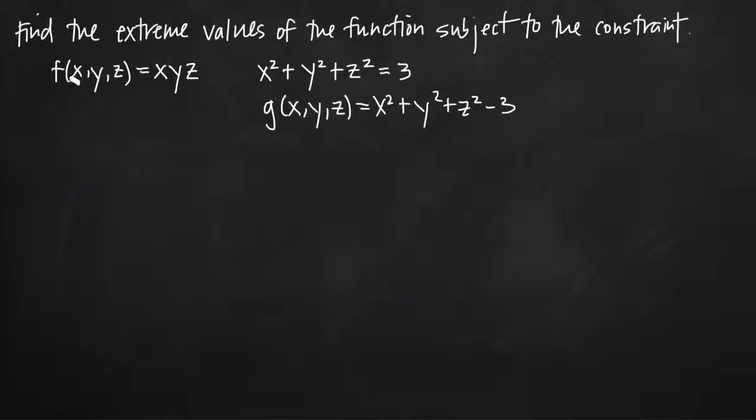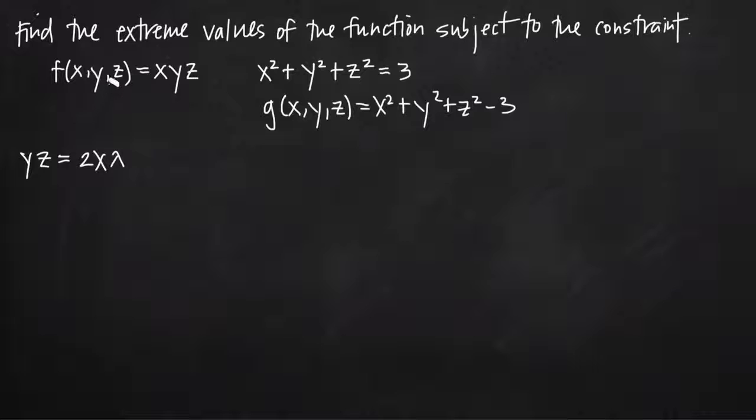We're going to take the partial derivative of f with respect to x, which is just going to be yz, and we're going to set that equal to the partial derivative of g with respect to x, which is just going to be 2x. We treat y and z as constants, so we get 0, 0, and the derivative of a constant is just 0, so we just have 2x. But then we have to multiply 2x by lambda, so we're going to get 2x times lambda.